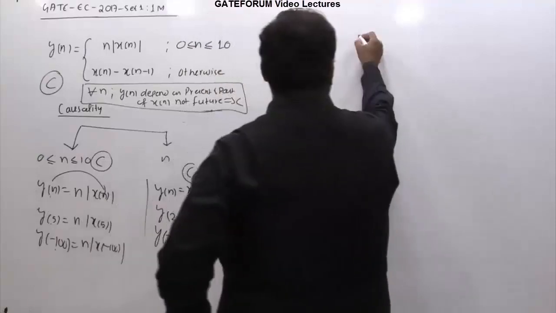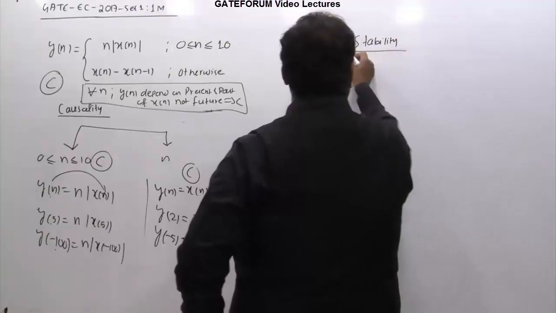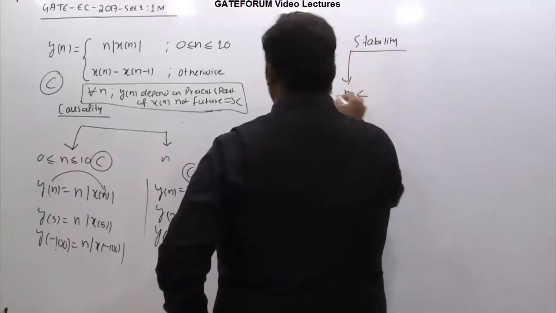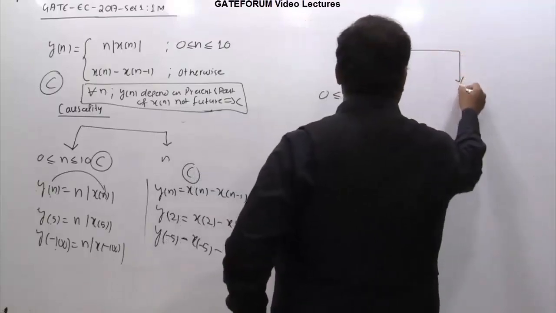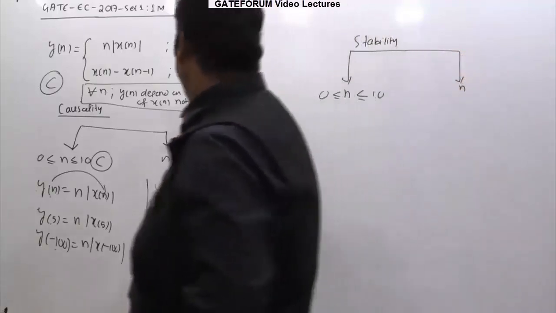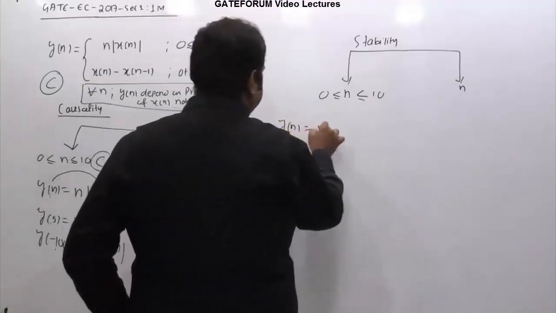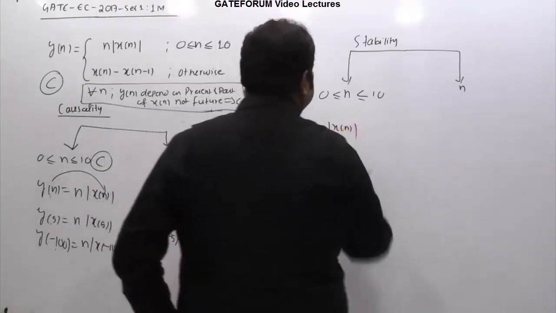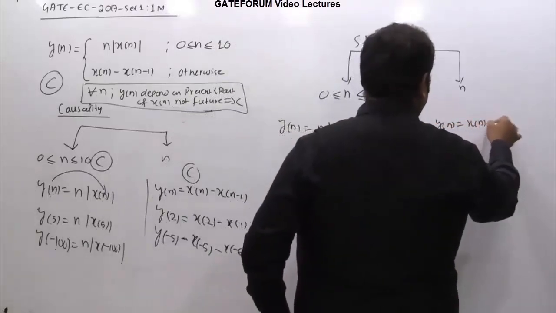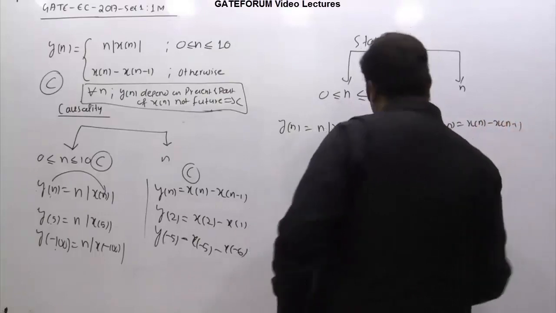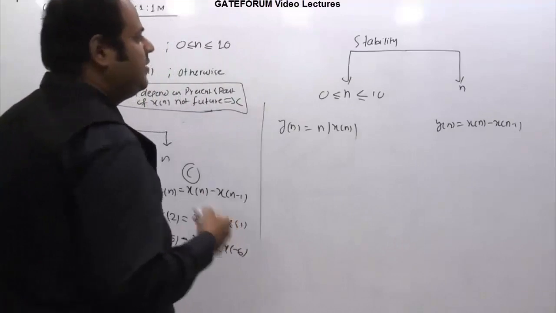Again, for stability, I'll be analyzing this case on two different ranges of n. The first case is what is going to happen if n is between 0 to 10, and what is going to happen in the other range of n, which is this one. In this case, y of n is n into mod of x of n, and in this case y of n is given as x of n minus x of n minus 1. So stability we are interested in.